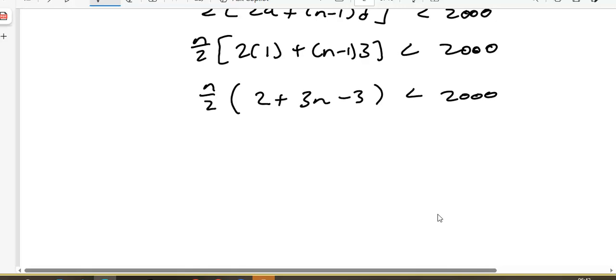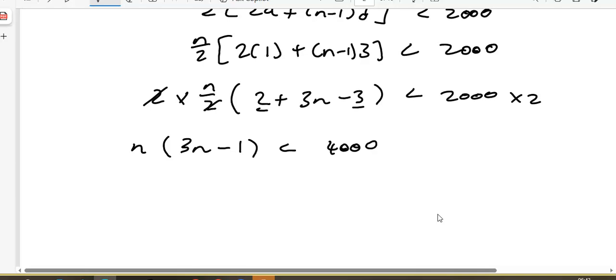So now from this, we need to get rid of this 2, then multiply out the bracket with the 2. But I don't want to multiply the bracket with the fraction. I can just multiply this side by 2. Multiply that 2000 by 2 because the 2 will cancel. I'll be left with n into 3n. Let's add the like terms. 2 and minus 3 will give us minus 1. So this will be less than 4000.